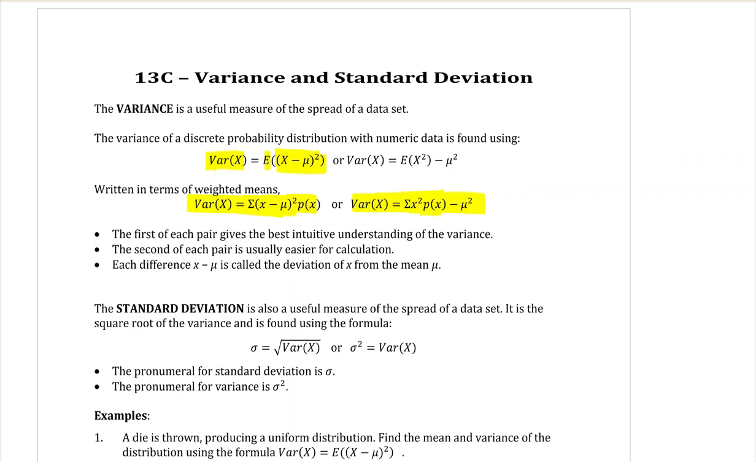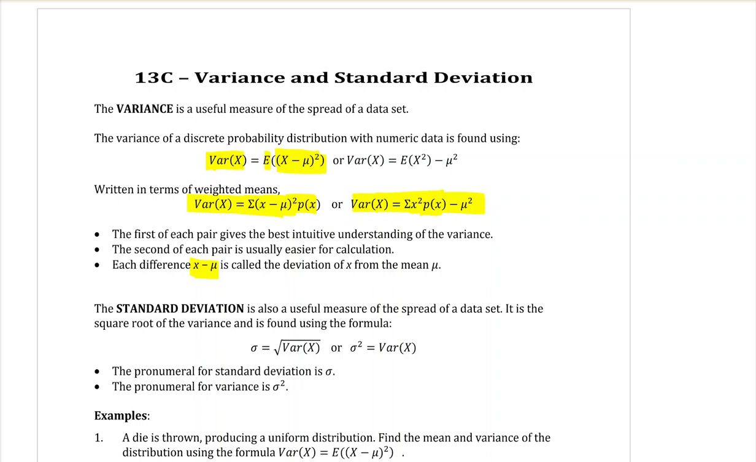So anyway, the first of each of the pair gives the best intuitive understanding of the variance. The second pair of each is usually easier for the calculation, because sometimes, especially with decimal numbers, it gets to be a bit of a pain to be subtracting them and squaring big long decimal numbers. Each difference between the score and the mu is the deviation of X from the mean. That word deviation, standard deviation, right?